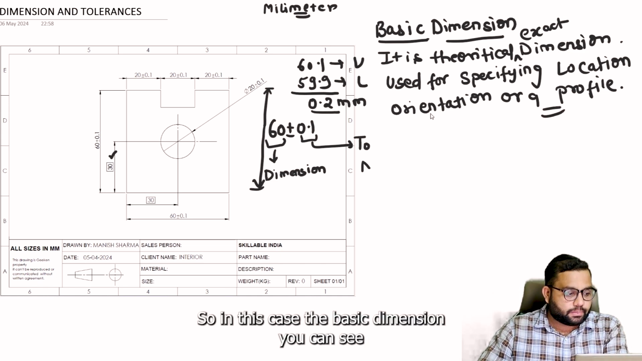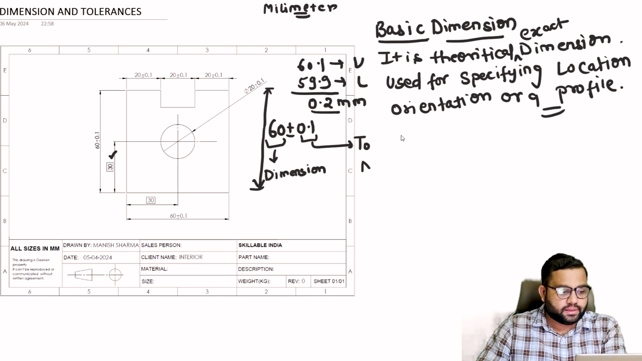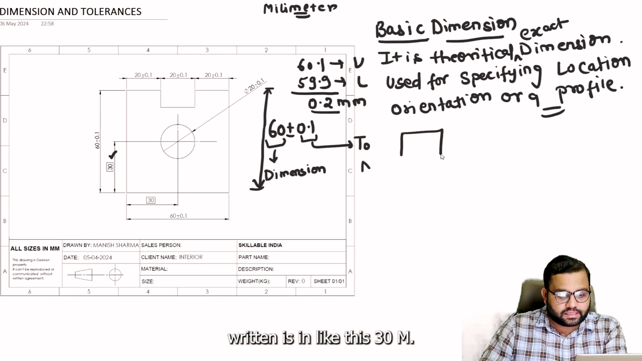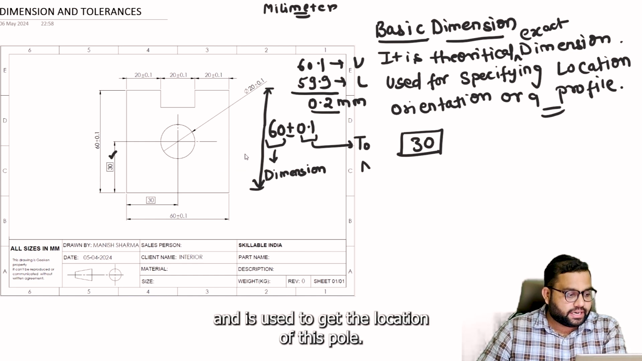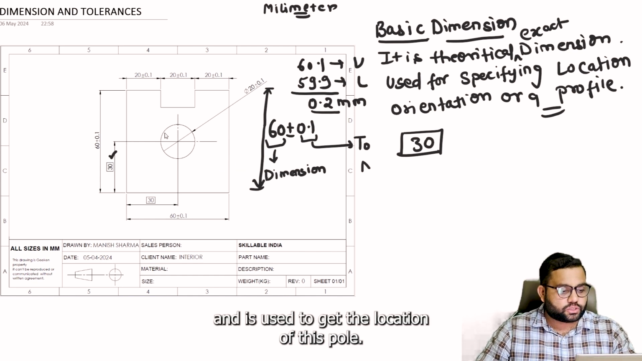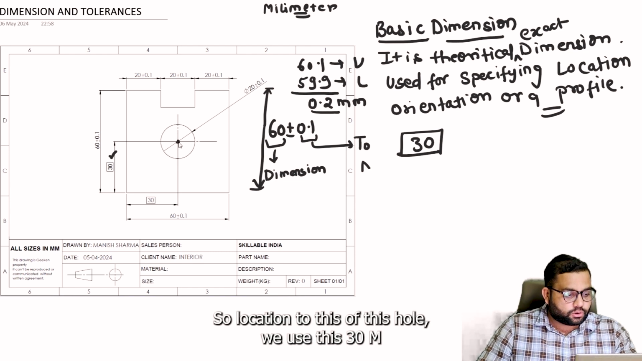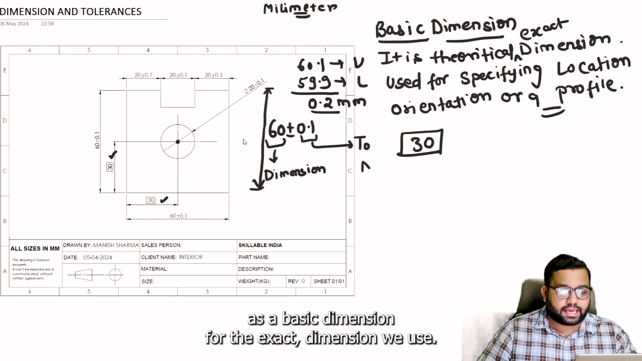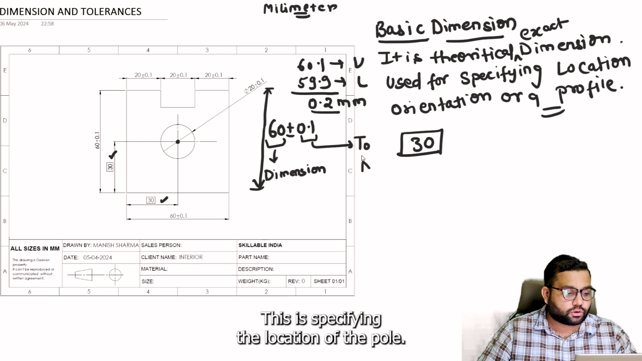In this case, the basic dimension you can see written is 30 mm, and it is used to get the location of this hole. For the exact location of the hole, we use this 30 mm as a basic dimension.